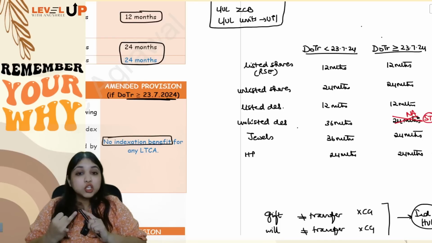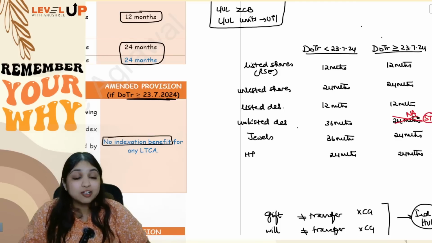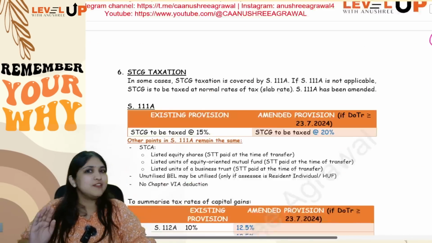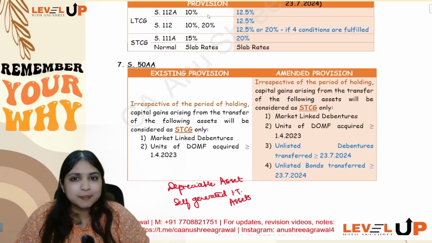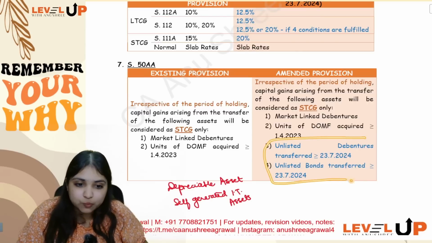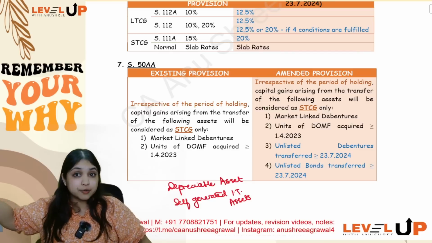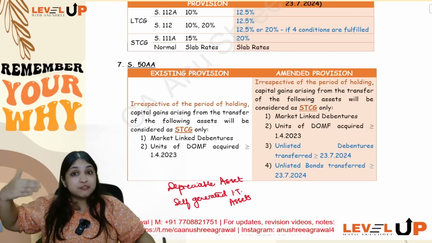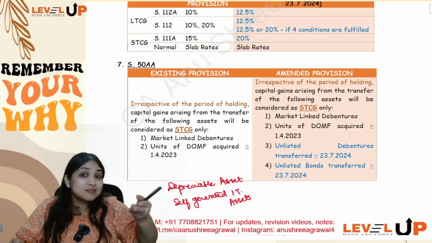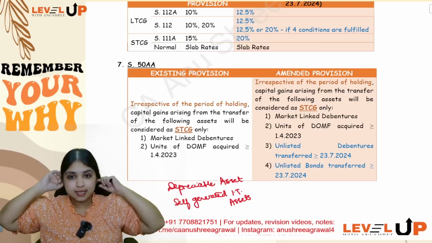Market linked debentures, units of debt oriented mutual funds, unlisted debentures, unlisted bonds. If they are transferred on or after 23rd July 24, irrespective of the period of holding, they will always be considered as short term only. Market linked debentures and units of debt oriented mutual fund, this is an existing provision. From 23rd July 24, that provision will apply also to unlisted debentures and unlisted bonds. Earlier they used to fit under the 36 months period of holding. If the period of holding is up to 36 months, then they are short term. If it is more than 36 months, then they are long term. But now I don't care about the period of holding, I will always consider them as short term only.